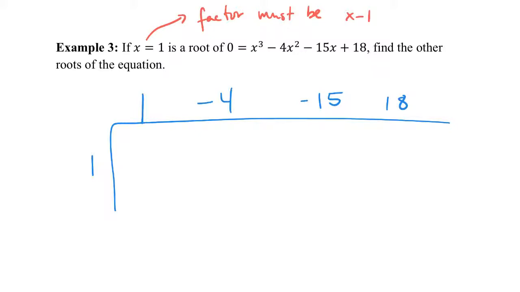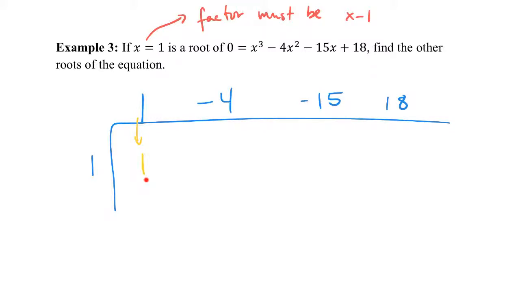What it does help me with, though, is recognizing that if 1 is a root, what's going to come out over here as an answer? If 1 is a root, and this is the x value, what's the y value going to be? 0. So whenever you're told that something's a root, if you plug it in a synthetic table, it's got to be 0 at the end. So let's prove that again. Start by bringing this down. Bring down the 1.